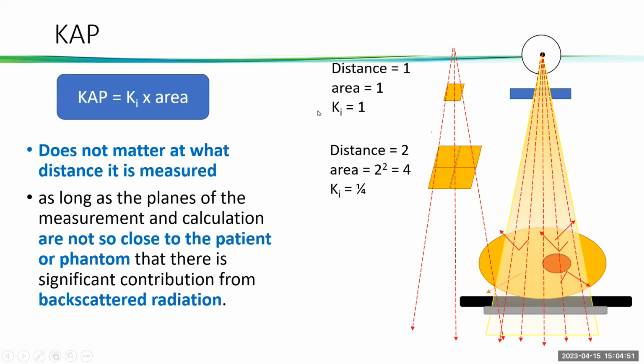One of the nice things about KAP is that it's distance invariant. So you can measure it at different distances, because as you go further away, the dose will reduce, like inverse square distance, but the area will increase, will double. So as long as you know what the area is, you can compute the KAP. With the caveat, of course, that you shouldn't have it too close to the phantom or the patient, to avoid capturing backscatter radiation.